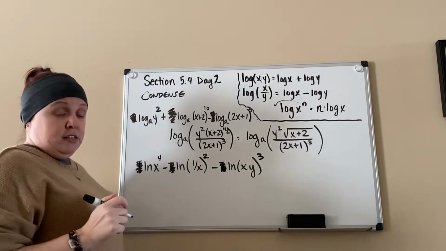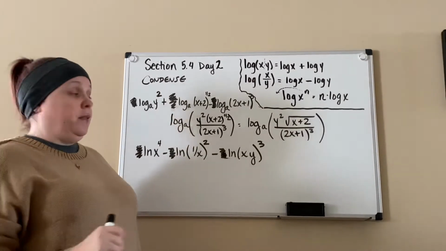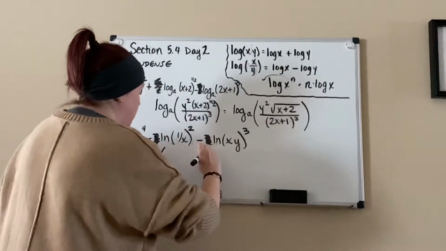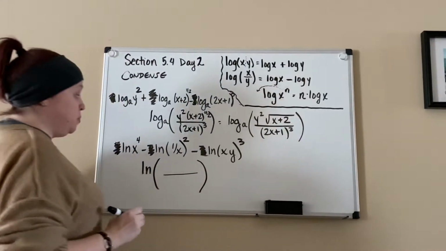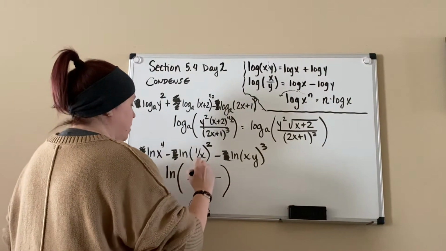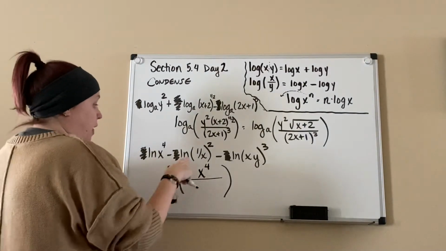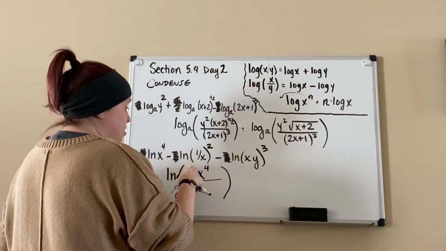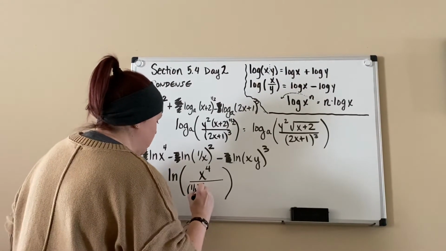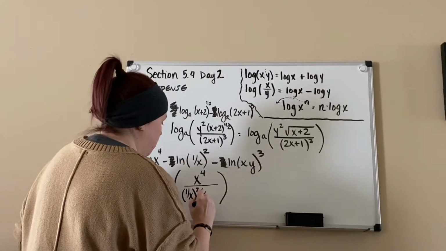I have 3 pieces. 2 of them are minus, so 2 of them are subtraction, and they're going to go on the bottom. So I've got a single ln, parenthesis, fraction bar. Let's put in there what we have. So I've got x to the 4th. He's on top because he's in the front. The front things go on top. This guy, 1 over x squared, is going to go down here on bottom. And then xy cubed is going to go on bottom.